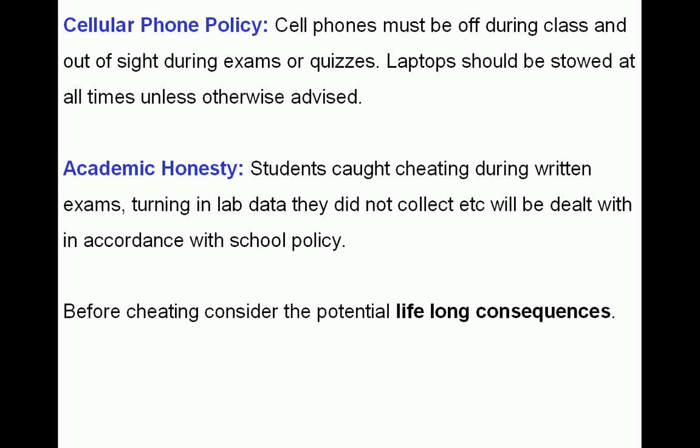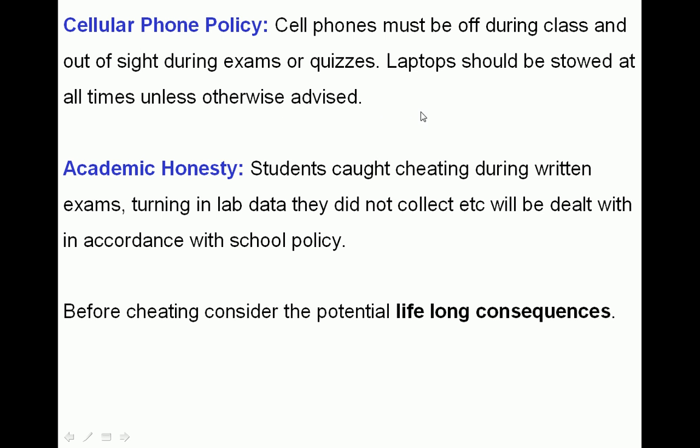Okay, a few disciplinary matters. My expectation is that your cell phone is off during class. If you're awaiting an important call, then please have the courtesy to turn your cell phone to vibrate mode. Your cell phone has to be out of sight during quizzes and exams. Unless I say it's okay, please keep your laptop stowed, with the lid down on your laptop. Please don't be working on your laptop while I'm speaking.